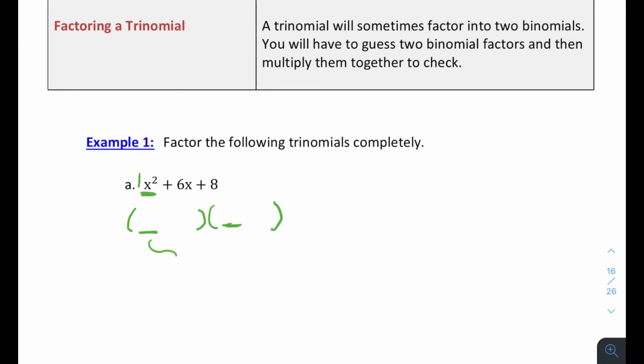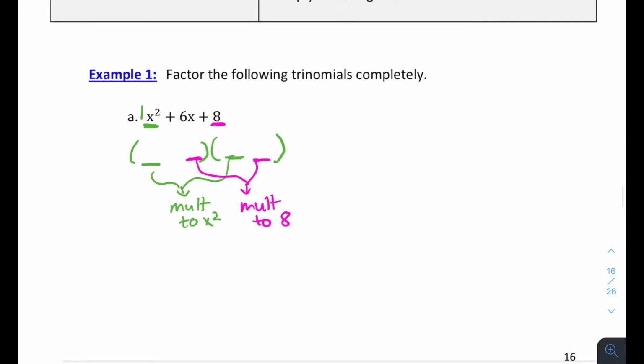Things that I know for sure are that if I think about how binomials get multiplied, my first two terms are going to have to multiply to get me x squared. Other things I know, my last two terms are going to multiply to get me my constant. So those two are going to have to multiply to get me 8. So maybe 4 and 2, 8 and 1, not entirely sure. So based on those facts, I can make some educated guesses. There are a couple of possibilities, not a ton on this one.